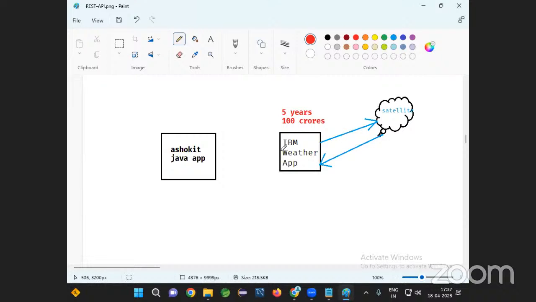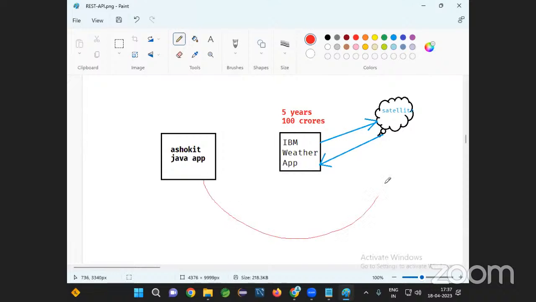They spent 5 years of time. They spent 100 crores of money. Why would they tell their secret to me? They will not tell their secret to me. Now, I have the same requirement. I want to communicate with the satellite to get the temperature data. I want to display it in my application.